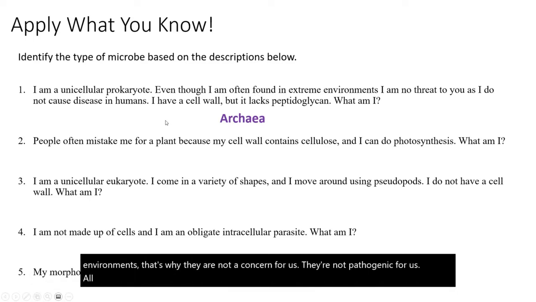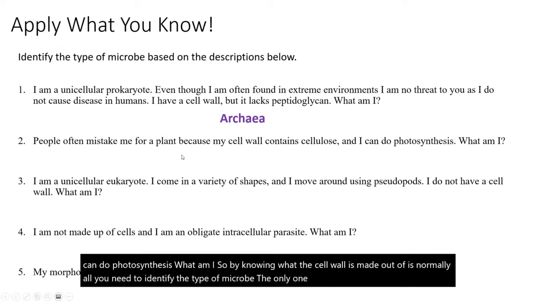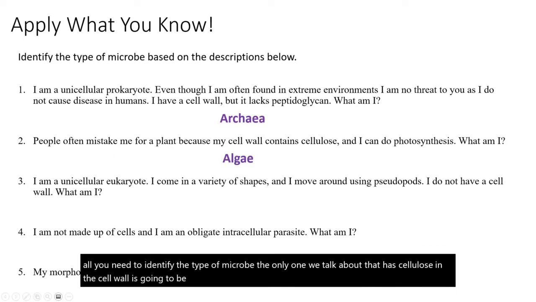All right, number two, people often mistake me for a plant because my cell wall contains cellulose and I can do photosynthesis. What am I? So by knowing what the cell wall is made out of is normally all you need to identify the type of microbe. The only one we talk about that has cellulose in the cell wall is going to be algae. Remember, they also do kind of resemble plants, but they don't have the root system, so they are not actually a plant, but they do look like one.